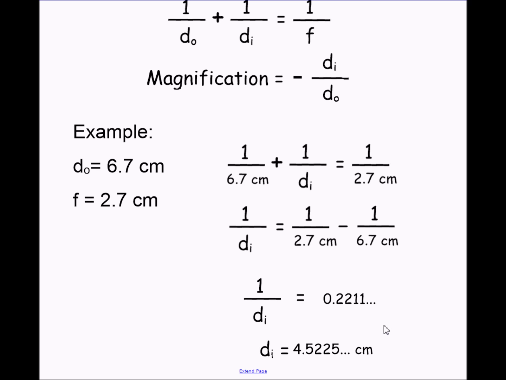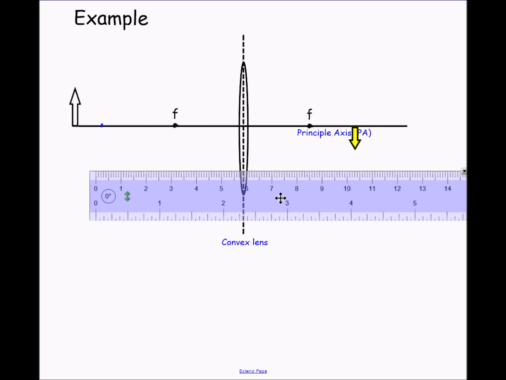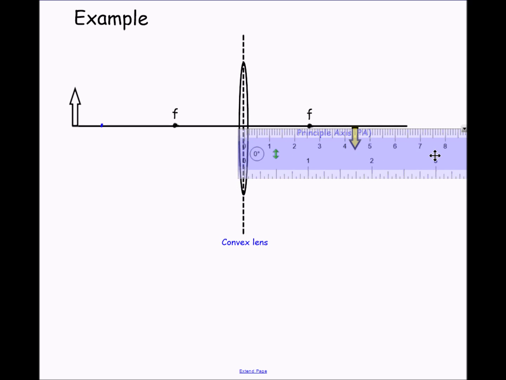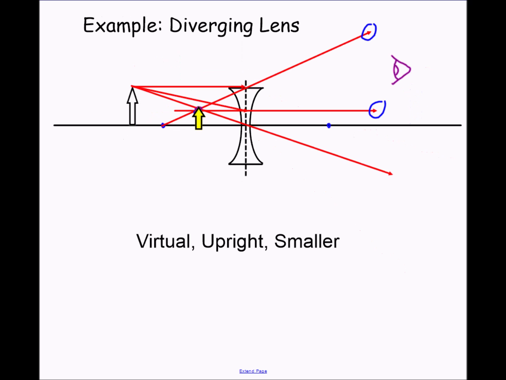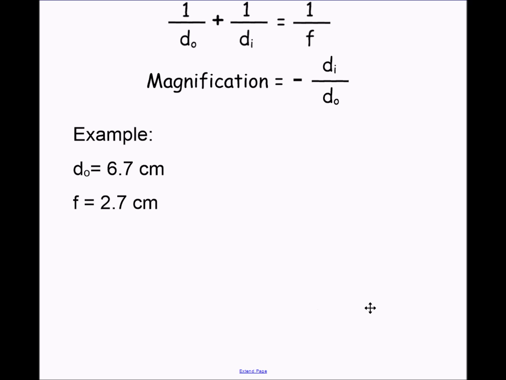4.5225 centimeters. Okay. Now, what I'm going to do is go back and confirm this answer with the ray diagram that I had drawn originally on this problem. So when I go back to my ray diagram picture, I'm going to take my ruler, put it on my picture, and measure the distance from the image to the lens. You can see that I got like 4.45 or something like that, which is pretty darn close to the answer I calculated. And I would say that this answer that I calculated is the answer that I would actually trust.